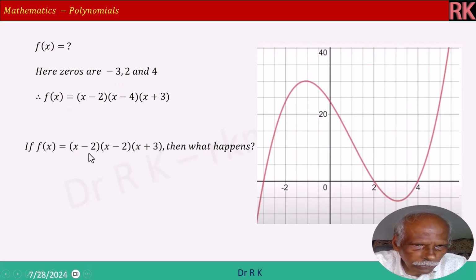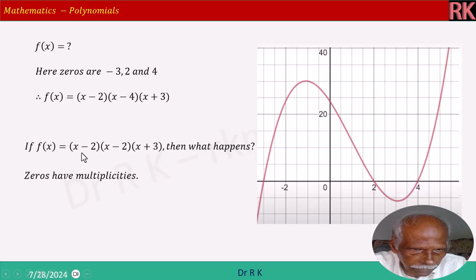If f(x) is equal to (x minus 2)(x minus 2)(x plus 3), then what happens? We will see. Zeros have multiplicities. Therefore, here the multiplicity of 2 is 2.